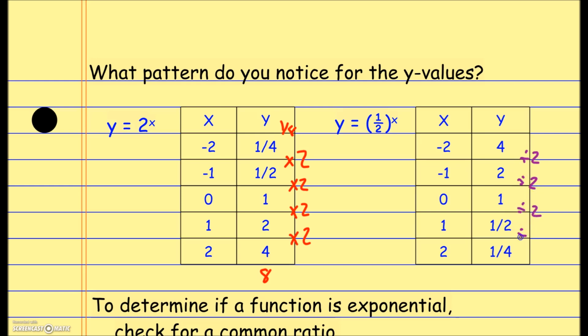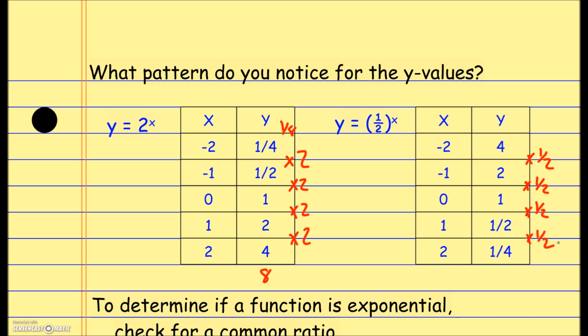All right, but we don't want to think of this in terms of division. So let's try that again. Instead of saying dividing by 2, we're going to say we're multiplying by 1/2. So to get from 4 to 2, I multiply by 1/2. From here to here, I multiply by 1/2. I multiply by 1/2. I multiply by 1/2.